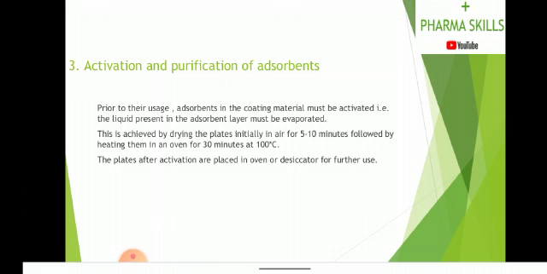First we dry the plates in the air for 5 to 10 minutes. Then we heat them in the oven for 30 minutes at 100 degrees centigrade. After activation, the plates are placed in the oven or desiccator for further use. On heating they get purified.